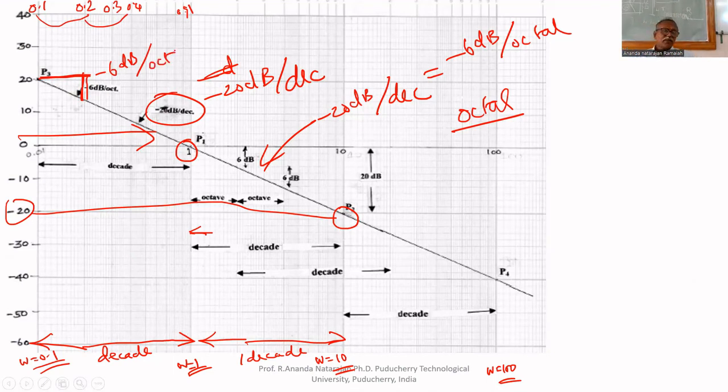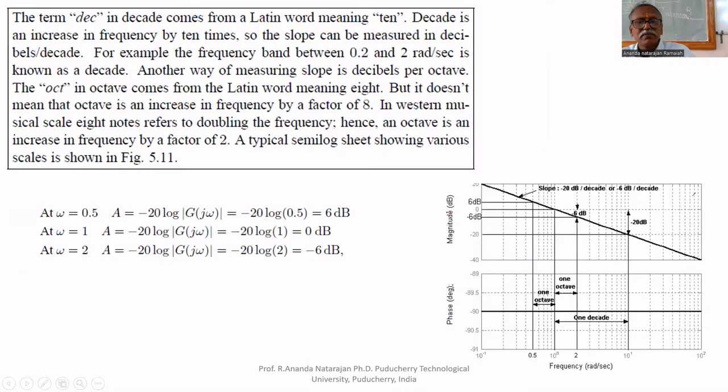Sometimes they may mention minus 6 dB per octave, so you should understand that both are the same. There are two scales: one is the octave scale and the other is the decade scale. 1 decade means multiplication of the frequency by 10. Octave means doubled, twice. So octave scale means minus 6 dB per octave.